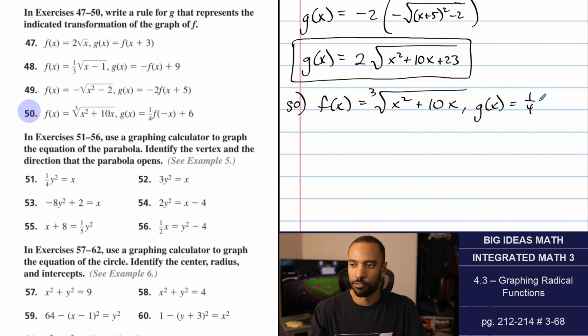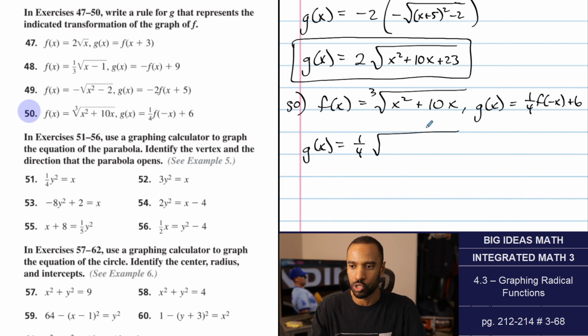g of x is 1/4 times f of negative x plus 6. So we're going to take 1/4 of all that, which is our f of x, I guess it's just this whole thing. So I can just do this straight up like that. Inside, instead of x, I'm going to write negative x. So negative x squared plus 10 times negative x. On the outside of our entire function, we're going to write a plus 6.